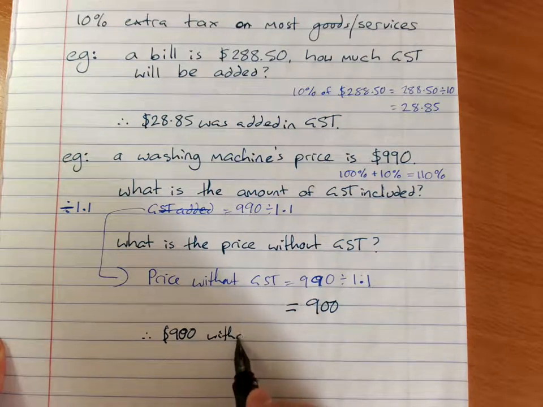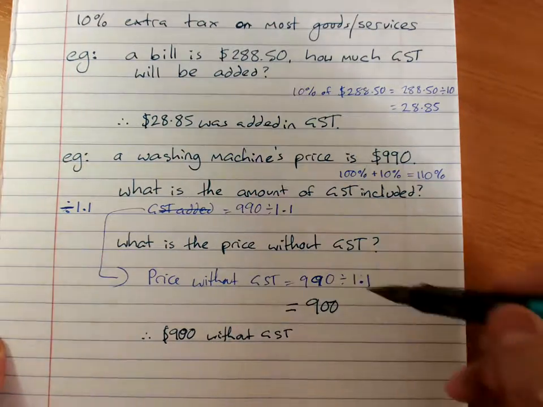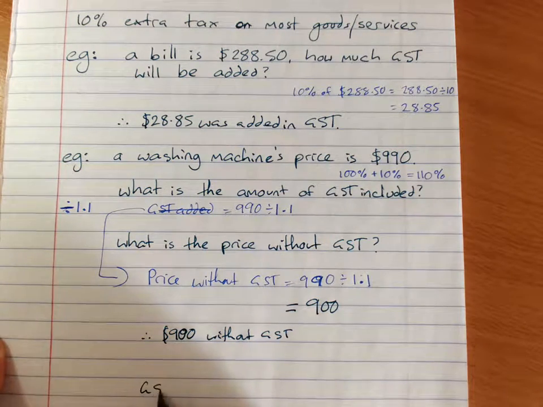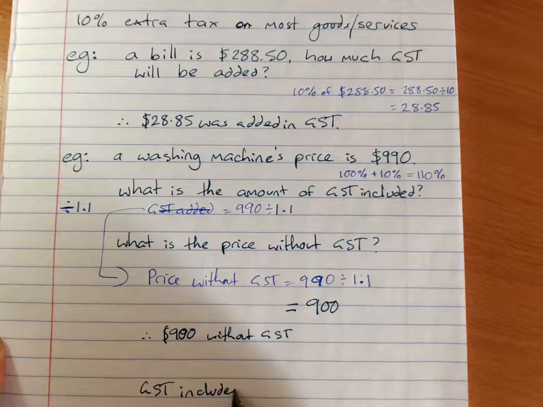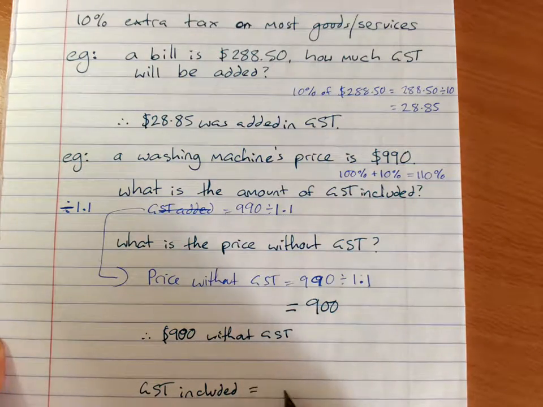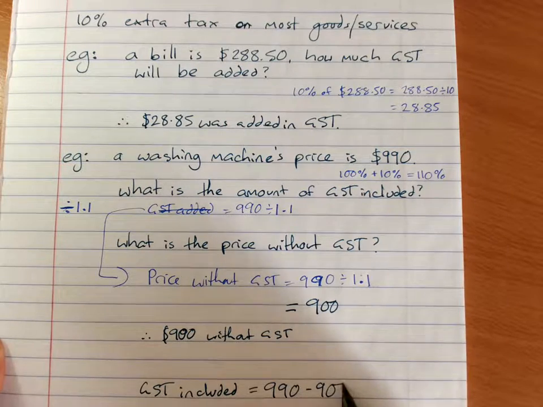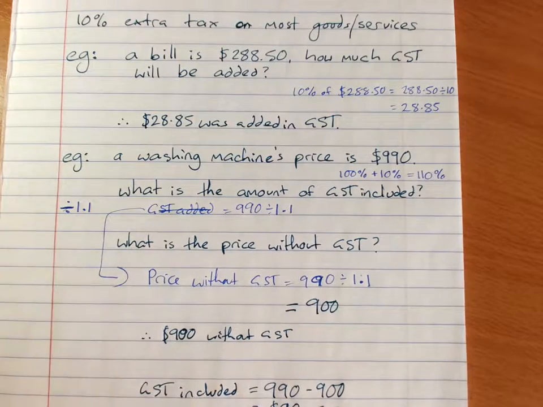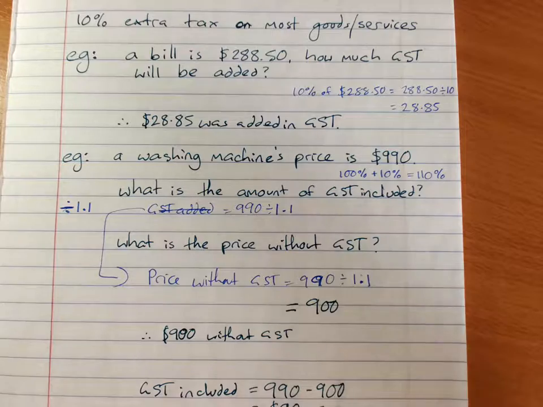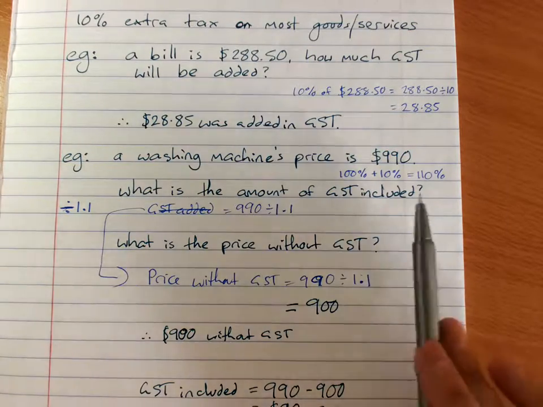$900 without GST. And then, of course, what is the amount of GST included? Was just the difference between my whole price and my price without GST. $990 minus $900 equals $90 of GST. If you don't like remembering to divide by 1.1, you can divide by 110 to get 1%, times by 100% to get the full original amount.